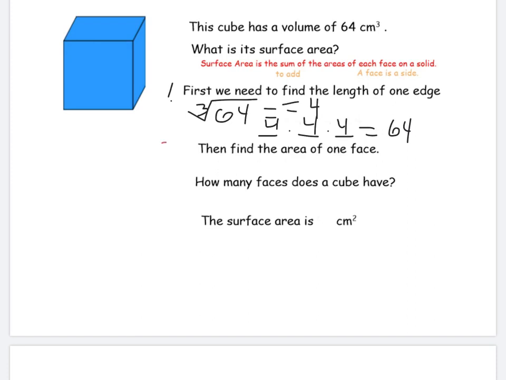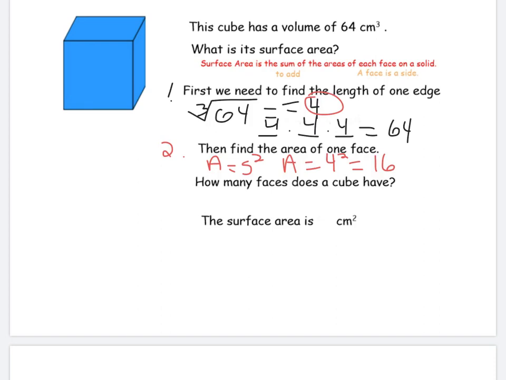Step 2 is to find the area of one face. The face of a cube is a square. So remember, the area of a square was area equals side squared. We have our side, which we just found was 4. So area is equal to 4 squared, which is 16, because 4 times 4 is 16.